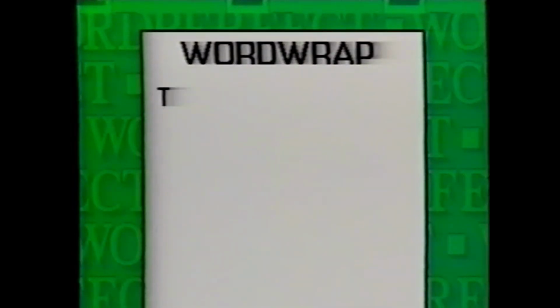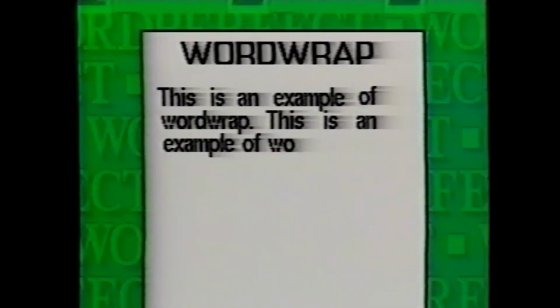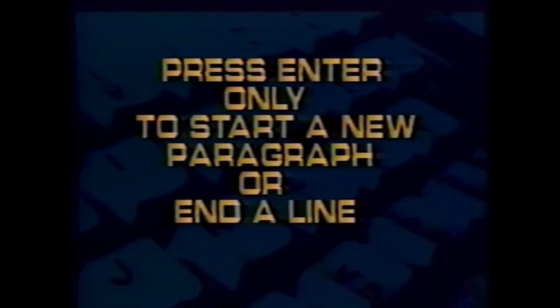Entering text in WordPerfect is like typing on a typewriter with two differences. Just as when we use the spacebar to cross the page, when your cursor reaches the right margin, WordPerfect starts a new line. This is called word wrap. Press return or enter only when you want to begin a new paragraph or end a line, for example, at the end of an address.